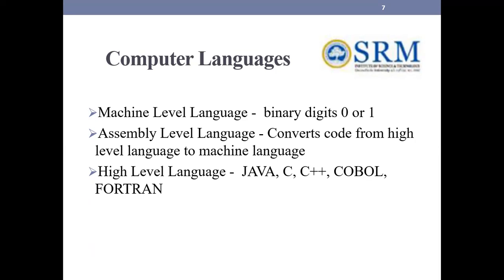And assembly language, or the middle level language, converts code from high level language to machine level language. And what is high level language? Java, C, C++, COBOL, and Fortran. Normally, we write application programs in high level language. So high level language is used for developing machine level language and assembly language.